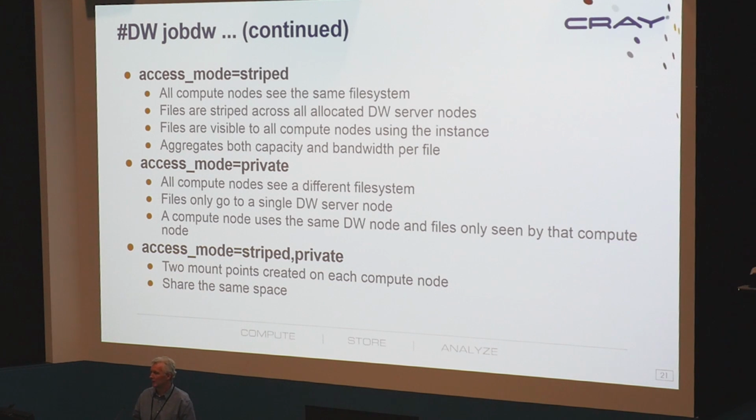Then you specify also the access mode, whether it's striped, where all compute nodes see the same file system, and you're using all the DataWarp nodes, which of course the end result is you're hoping to not only end up with additional capacity, but also bandwidth. Or you can specify a private mode, in which case each compute node sees, in essence, a different file system. Or you can have a mixed mode, where you actually end up with two different mount points. So you have your own private area and a striped area.